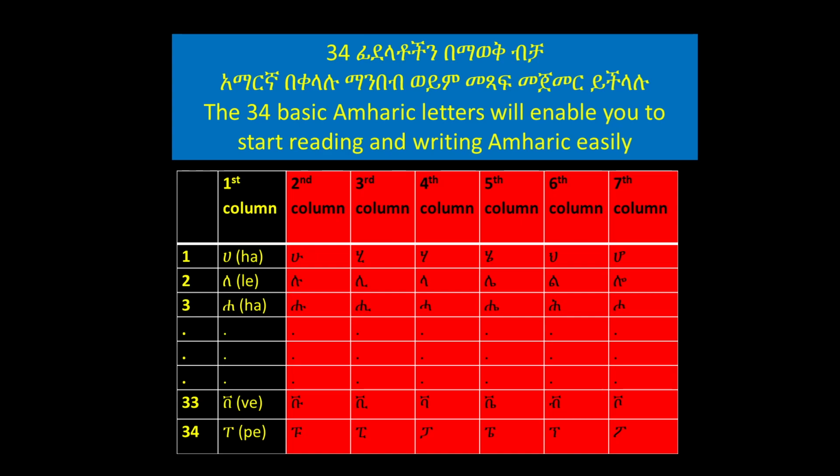In my personal opinion, if you are a beginner who wants to start learning Amharic, you shouldn't have to know all the 238 letters. Rather, if you know the first column letters or 34 basic letters, you can make thousands of Amharic words. Once you know these 34 letters, you can learn the rest of the letters easily.